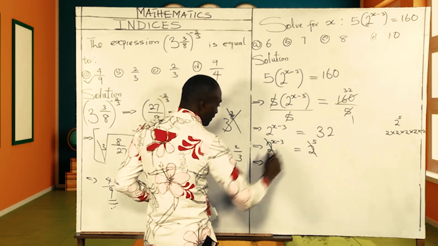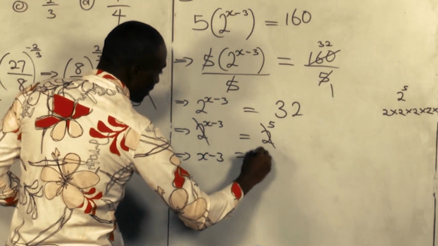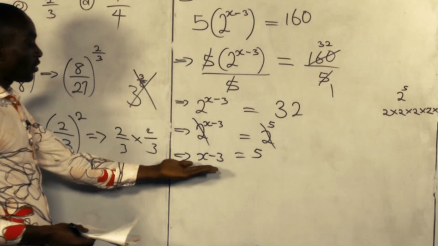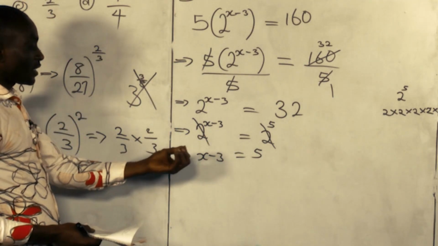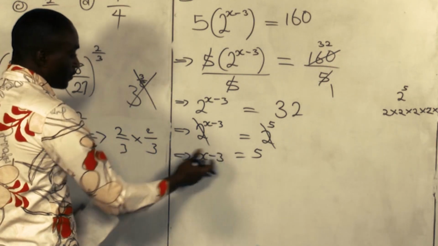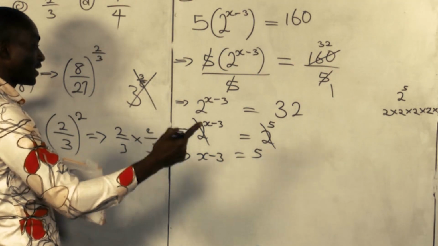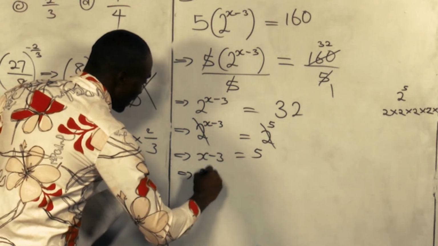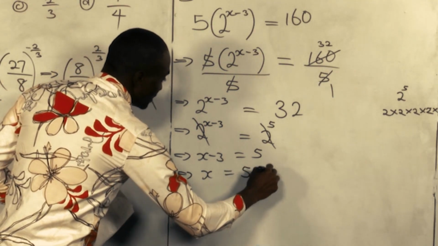With the powers, and the powers are x minus 3 equals 5. So we have equations. This is what's called a linear equation. We have a linear equation and we are looking for the value of the variable x. To find the variable x, we are going to add 3 to both sides. Adding 3 to both sides will give us x equals 5 plus 3.